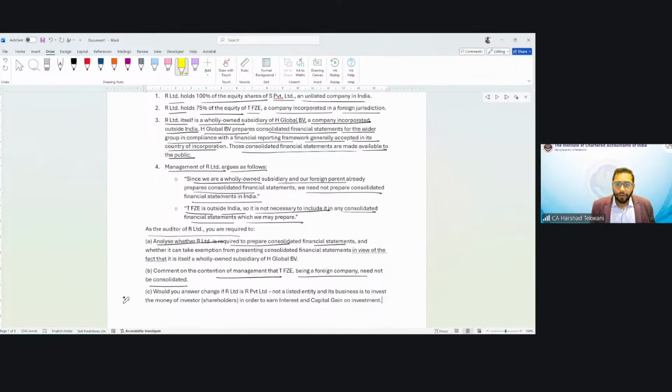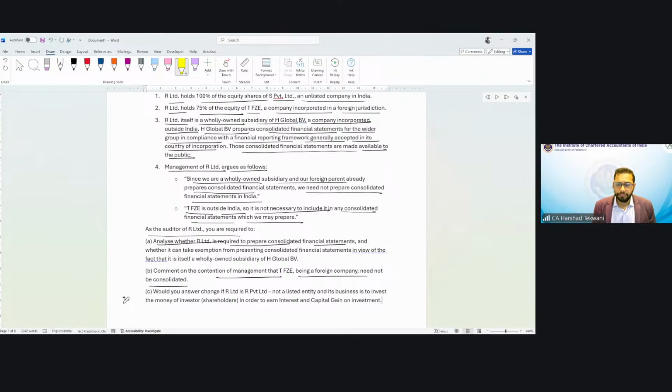The point that comes up is, what if in this particular scenario the H Global BV is also not preparing? Okay. Now, if H Global BV is also not preparing, will it have any impact in the current scenario? Tell me. If I say India provides exemption to the investment entity, and this classifies as an investment entity, but H Global is also not filing in India, will that make a difference? No, sir, there is no impact on that when it is a foreign company.